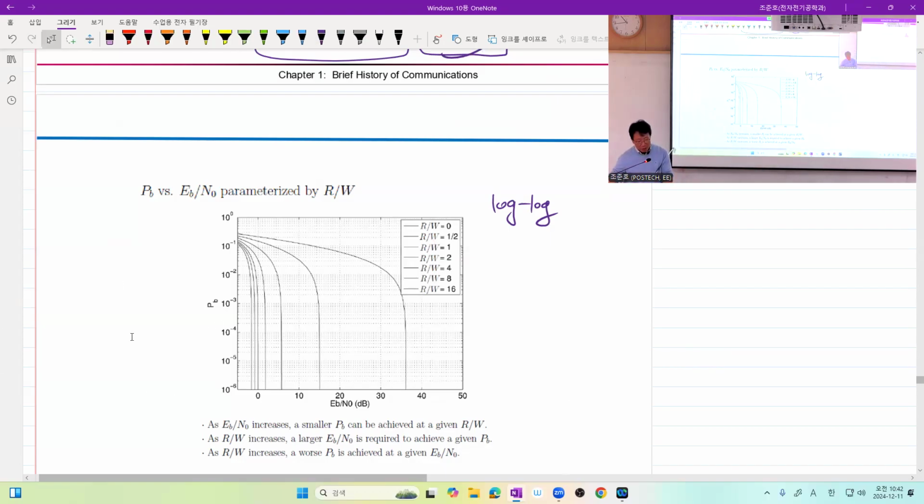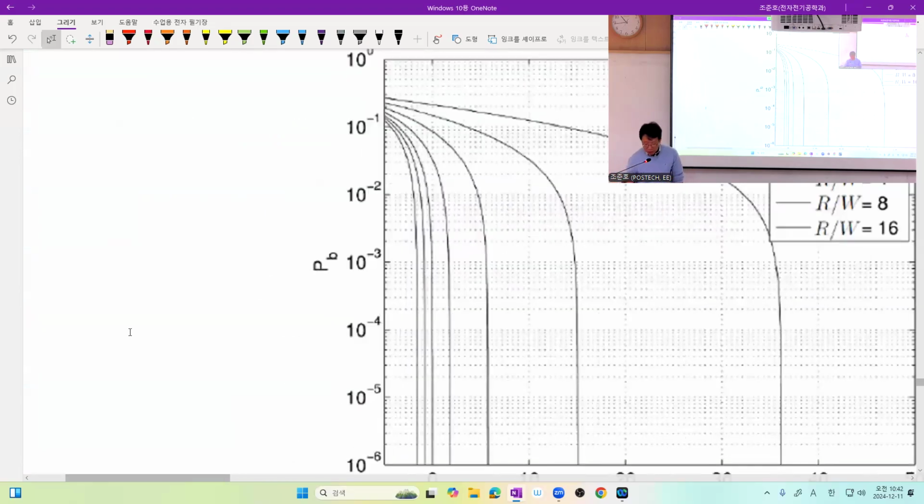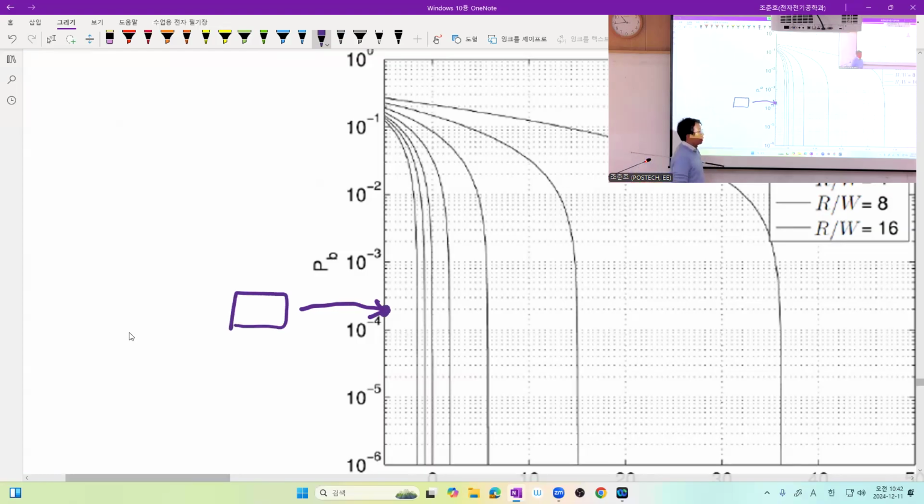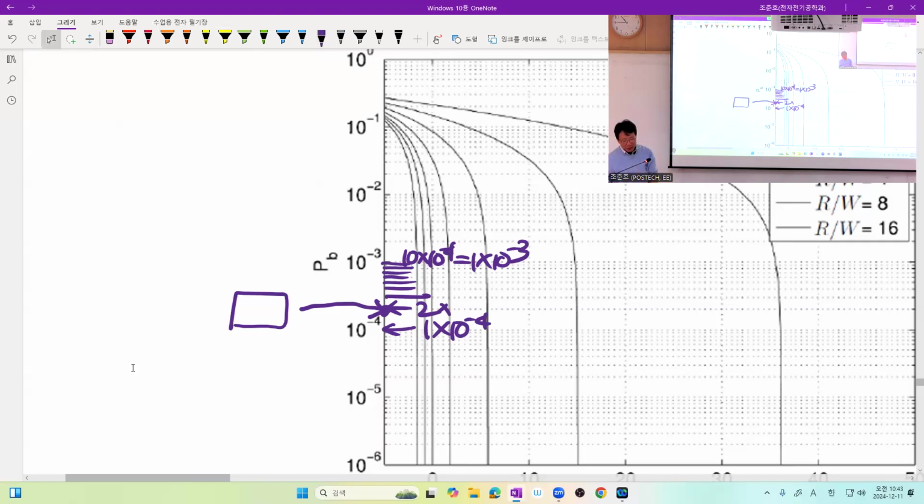So this is one of my popular questions in signals and systems. Suppose you have this number. What is it in the decimal number representation? What is this? Interestingly, many of you cannot read. So anybody? This is 2 times 10 to the negative 4. So this is 1 times 10 to the negative 4, and this is 2 times, 3 times, 4, 5, 6, 7, 8, 9. So this is 10 times 10 to the negative 4, which is 1 times 10 to the negative 3. You must be able to read it as far as you are majoring in electrical engineering.